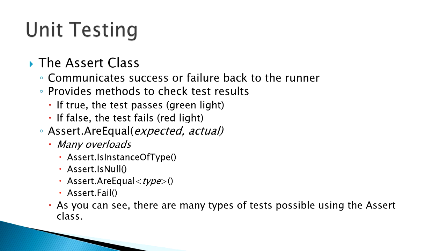Maybe you're just going to check, is it an instance of a given type of class? Is it null? When you do are equal, you can also check that they're equal both in terms of the type of object and the value. And of course, assert fail is our fallback to say, if we hit this, it's a definite fail. So, like I say here, there are many types of tests possible using the assert class. As time goes on, you'll get a chance to try out more and more of them.